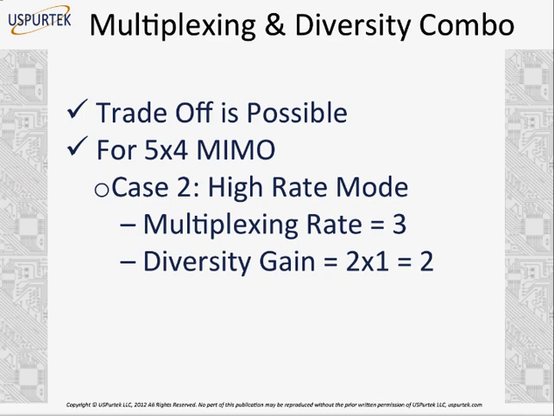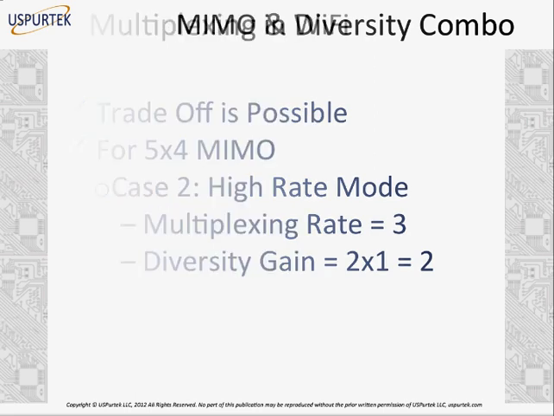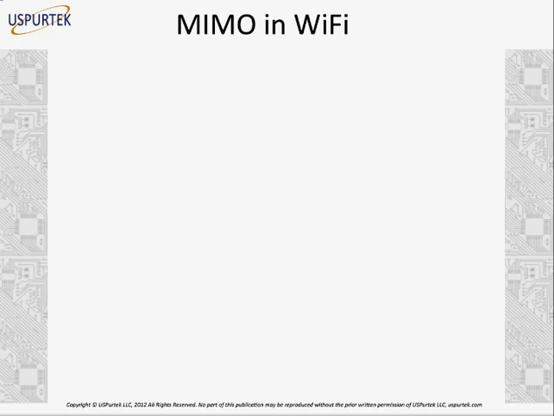So you see how the trade-off is possible between multiplexing and diversity. I could balance out the two things, the throughput and my reliability, which I achieve through diversity gain. So let's move on to the next.